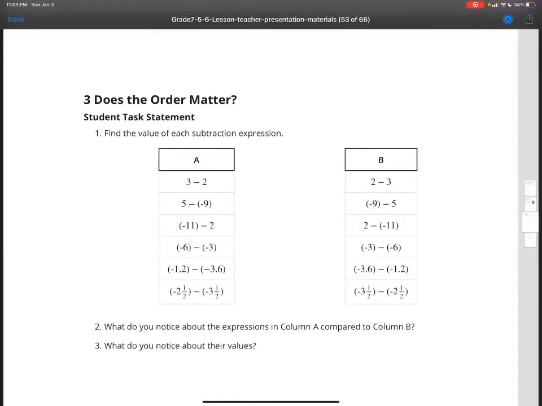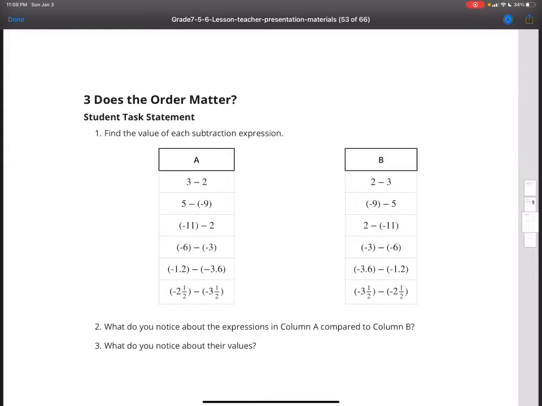Right, guys, so let's look at the student task statement called Does the Order Matter? It says find the value of each subtraction expression. Number 2, it says, what do you notice about the expressions in column A compared to column B? What do you notice about their values?